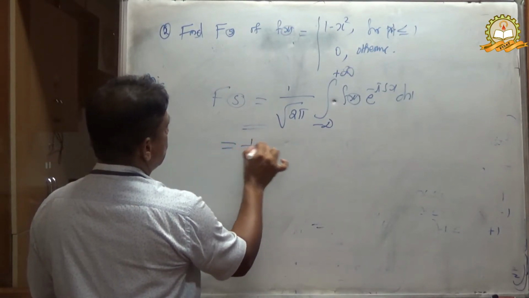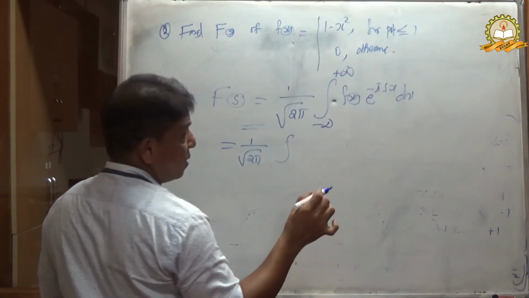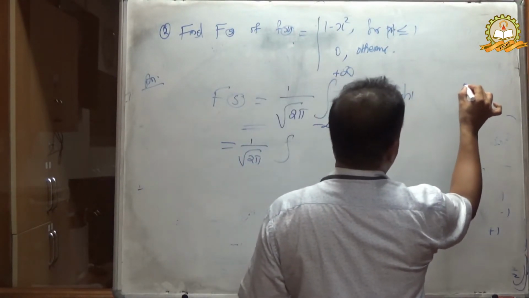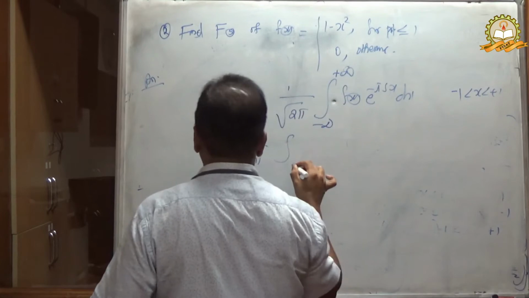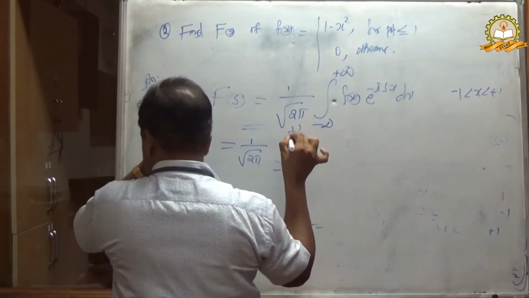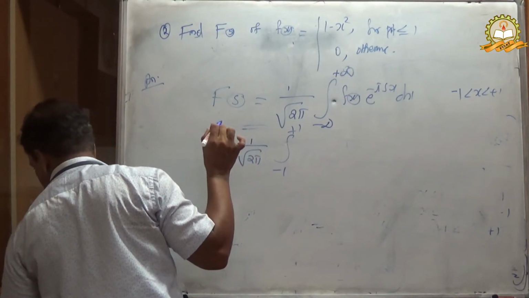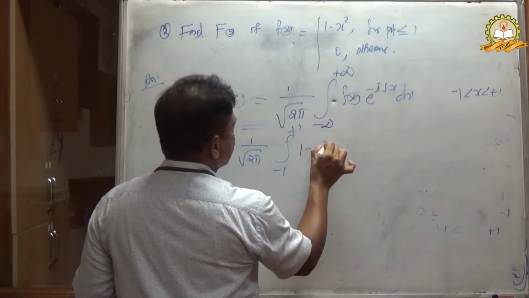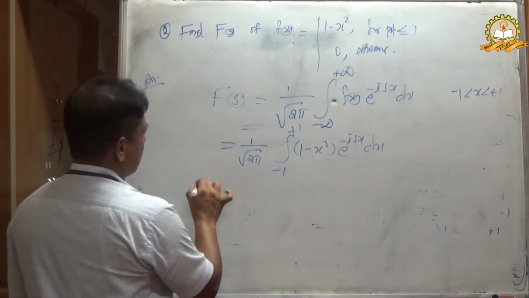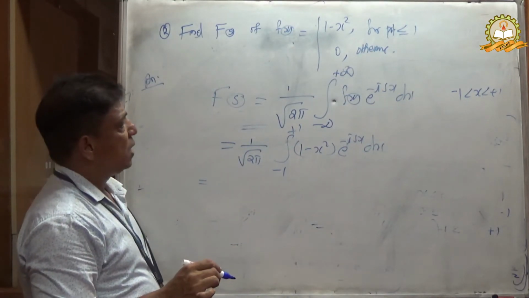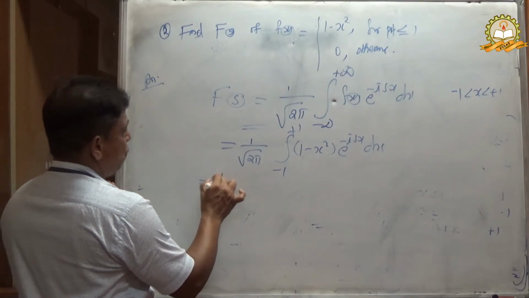This is equal to 1 by root of 2 pi, integral mod x less than or equal to 1. In the earlier problem we already saw that x lies between minus 1 and plus 1. Therefore, the lower limit will be minus 1 and the upper limit will be plus 1. Then the function will be 1 minus x square into e raised to minus isx dx. 1 by root of 2 pi, minus 1 to plus 1, 1 minus x square into e raised to minus isx dx.